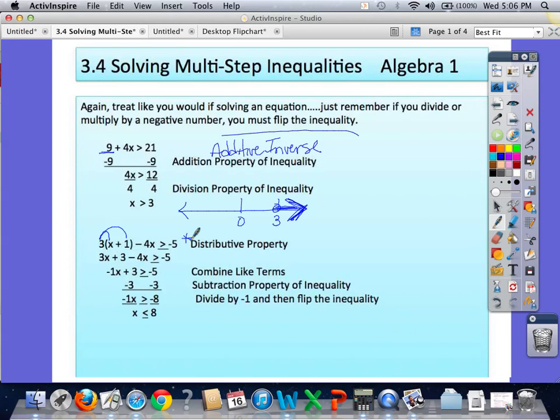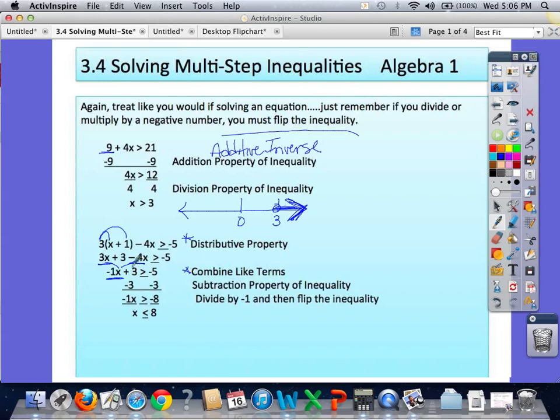From there, you're going to combine like terms. I have a 3x and a negative 4x together make negative 1. These two have to be combined. Before you can move anything, bring down your positive 3 right here and your inequality sign of negative 5. Again, that's combining like terms.